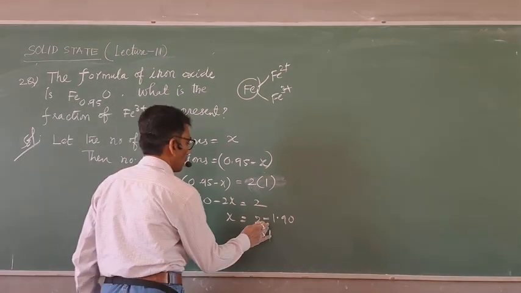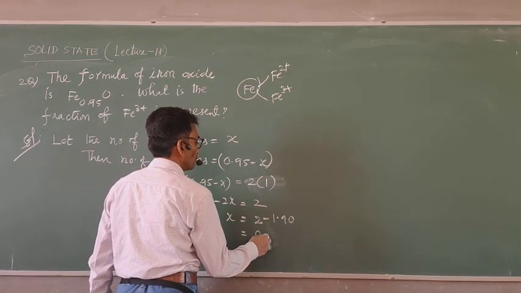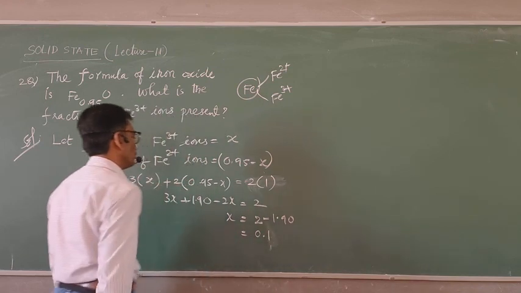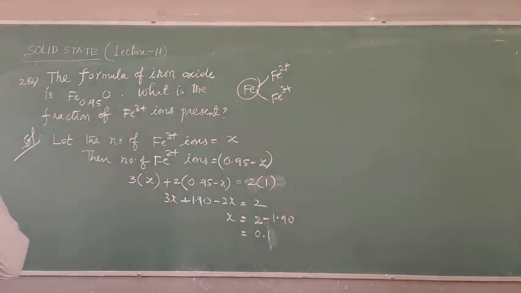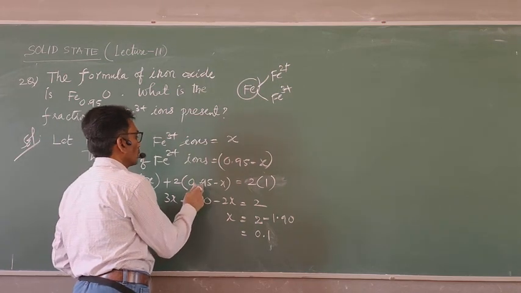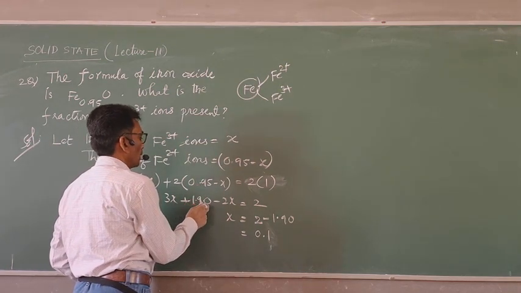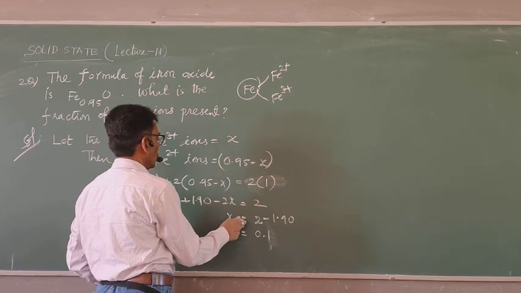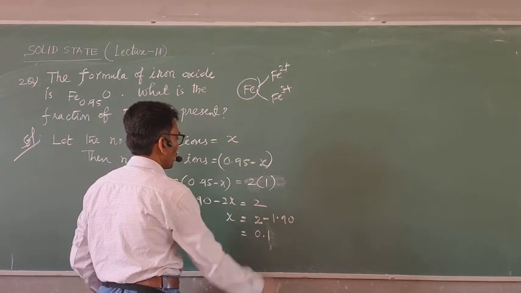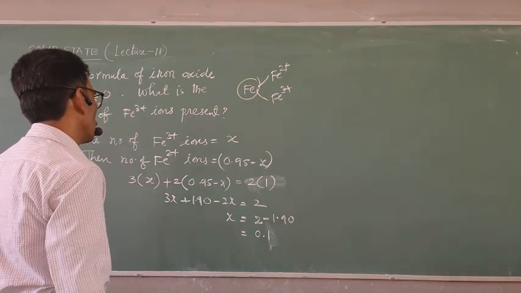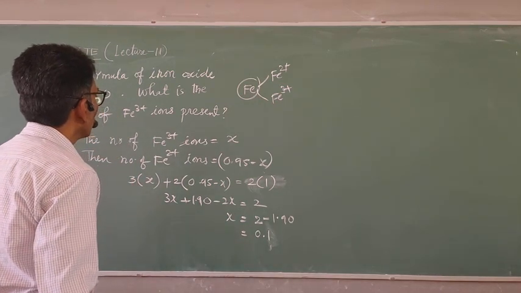I am sorry, the calculation is wrong. 2 5s are 10, 2 9s are 18, 19, 1.90. 3x minus 2x, x is equal to this 2 minus 1.90. 1.90 gives 0.1 as the x value.